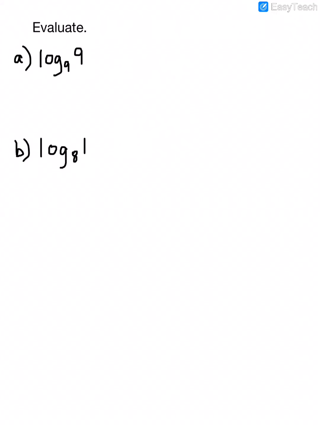All right, so let's evaluate this. Log base 9 of 9, what does that equal? Okay, so we know that anytime these two things are the same, that's got to be 1. For b, log base 8 of 1 equals, and we know that it would be 0 because anytime this is 1, it has to equal 0.